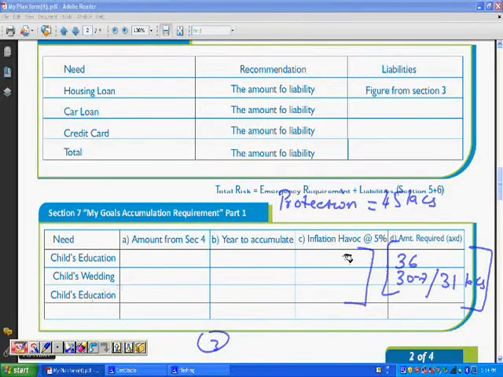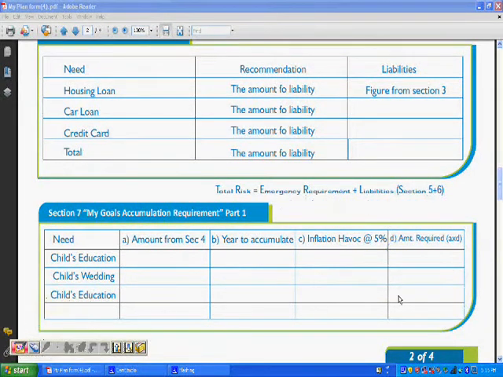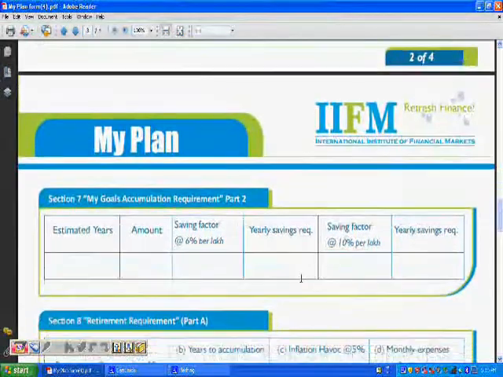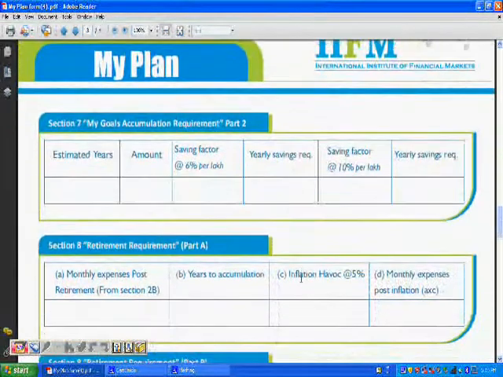We need this kind of money, but how do we go around saving it? Right, we need 36 lakhs for my child's education 18 years down the line, and 31 lakhs, let's say 23 years down the line, but how do I go about saving it? So we'll go to this next part, which is section 8, exactly based on how you're supposed to go about saving it.